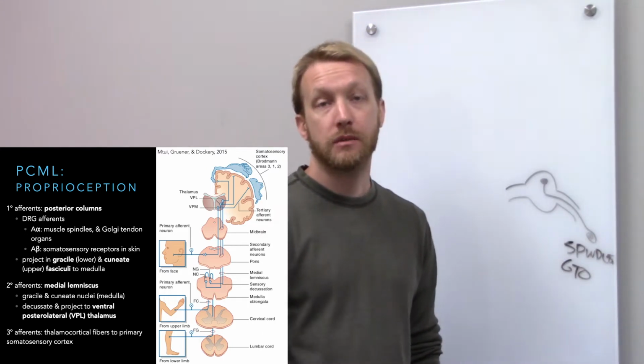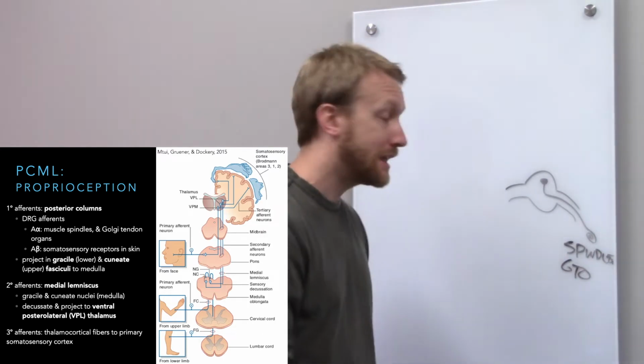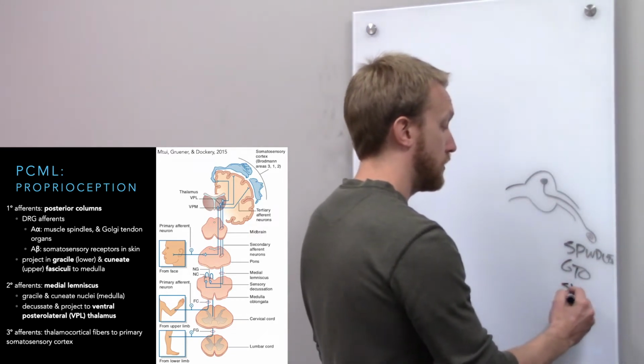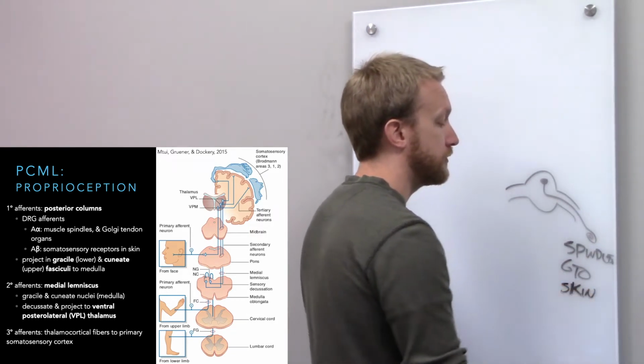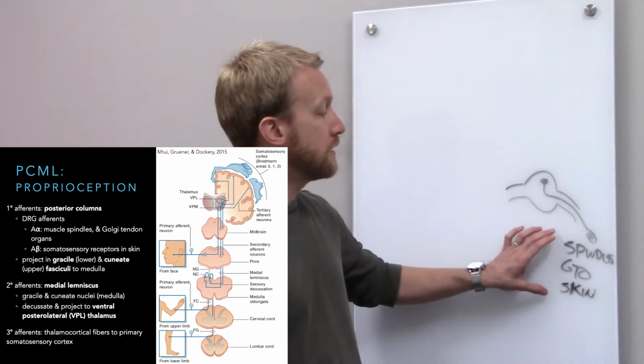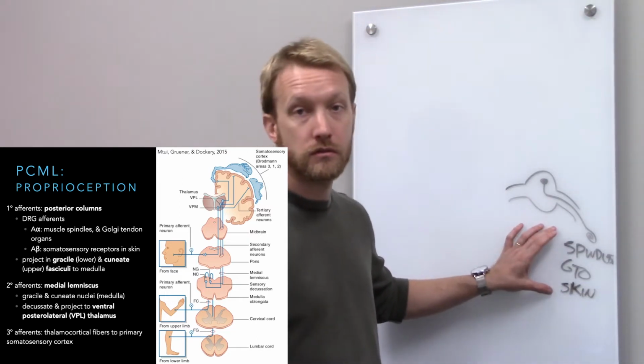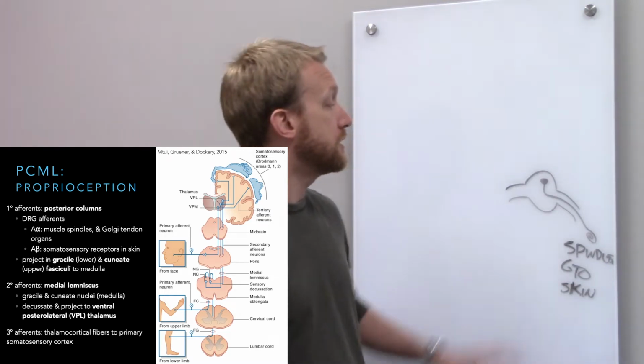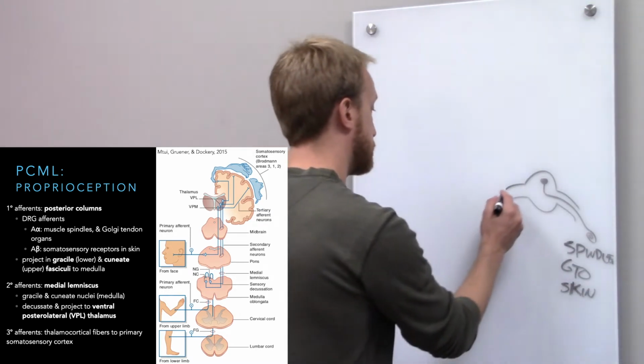Could also be some encapsulated receptor in the skin. This will tell us about skin stretch, vibration, things of that nature. All of these are non-painful stimuli, and thus they're going to be conveyed along the posterior columns.